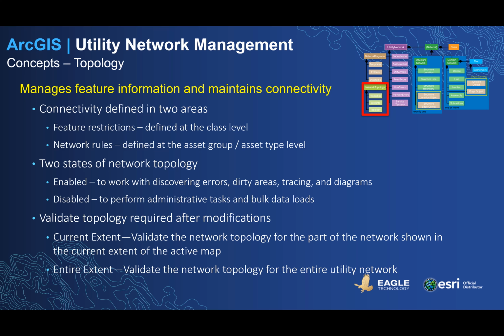Network topology is enabled to enable normal network tasks like tracing, editing, validation, and error checking. When your topology is disabled, you're then able to perform administrative tasks like adding rules or assigning association roles to assets. It's also recommended that if you're loading large amounts of data, it helps to reduce the overall processing time if you do this activity while your topology is disabled.